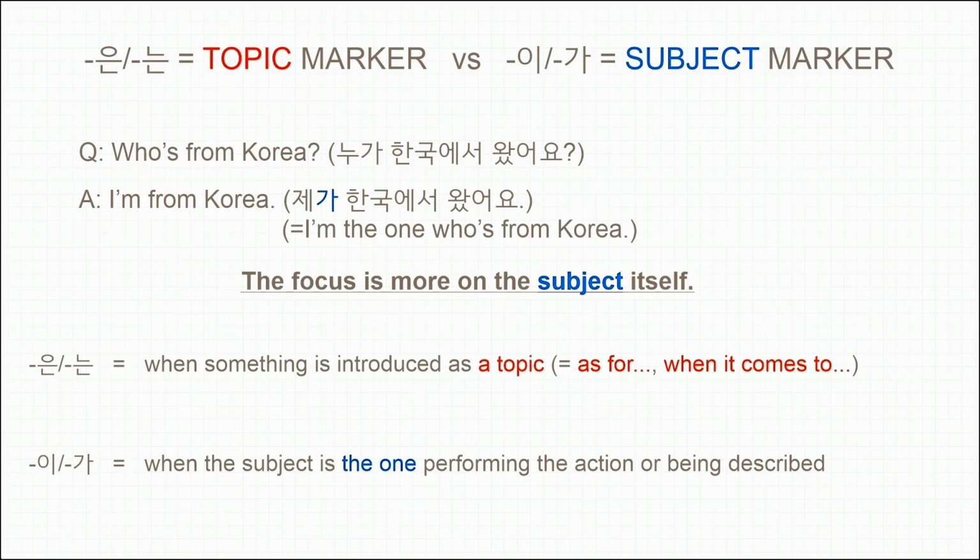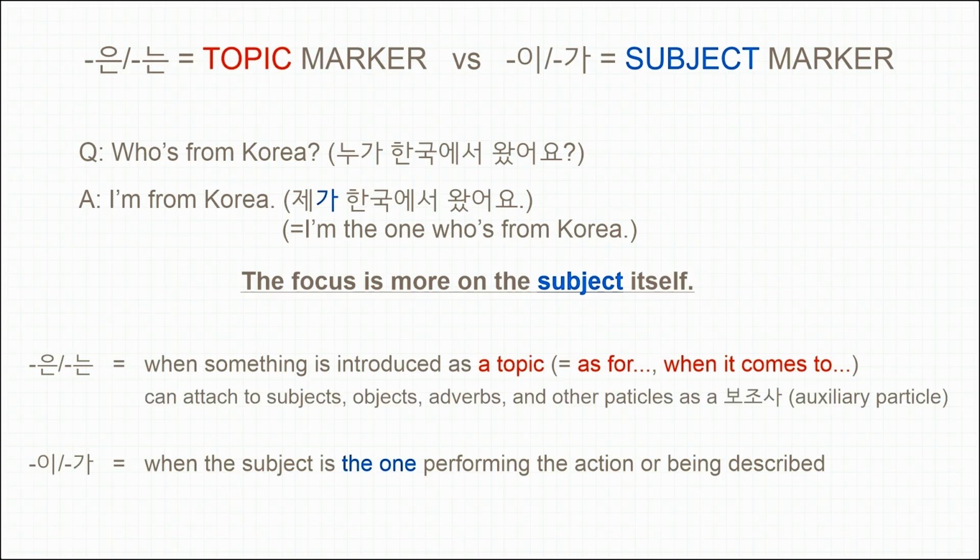Also, 이가 is normally used to mark the subject of a sentence, whereas 은는 marks the topic. But 은는 doesn't just mark topics. It can also add emphasis or contrast depending on the context. And it can attach to subjects, objects, adverbs, and other particles as a 보조사, auxiliary particle, while 이가 usually attaches to subjects as a 주격조사, subject case marker.